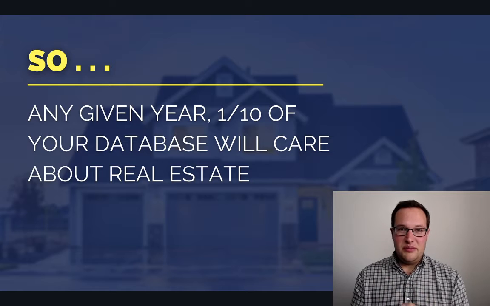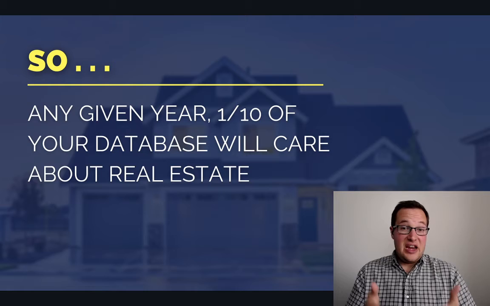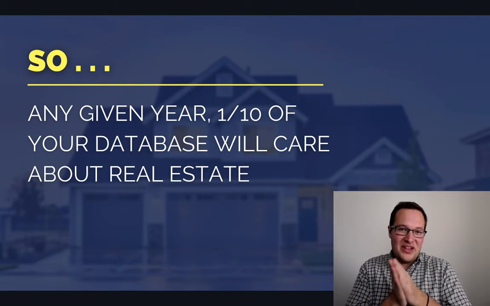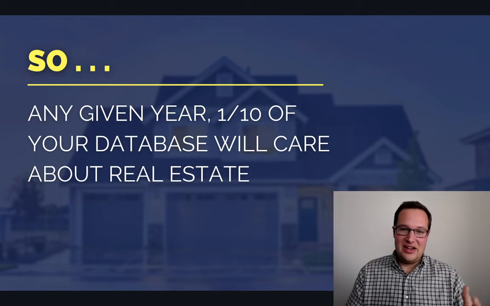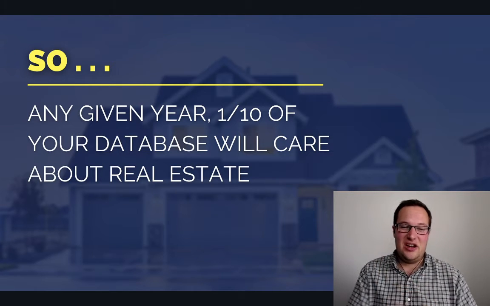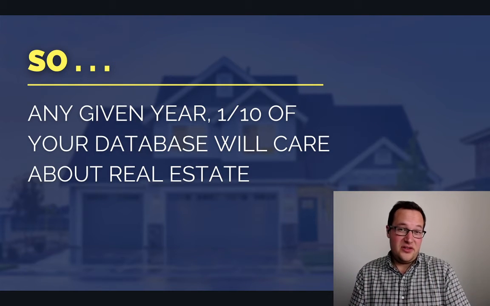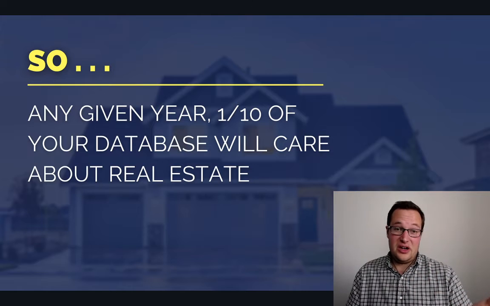Now we know, because there's an average decade, 10-year buyer cycle, that in any given year, only 1/10 of my sphere will even care about real estate. Interestingly enough, within each year, there's only a few months in which they care about real estate. So you really have a pretty narrow window. They have to wait 10 years to get to. But in any given year, only 1/10 of your database will actually care about real estate at all.